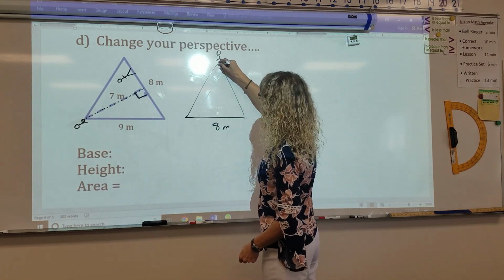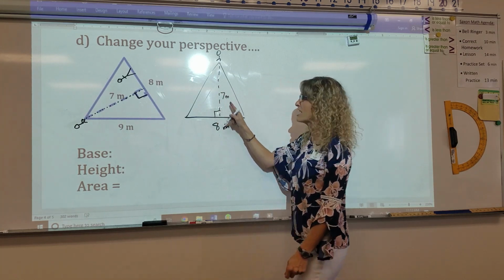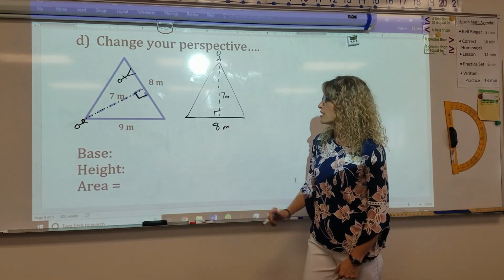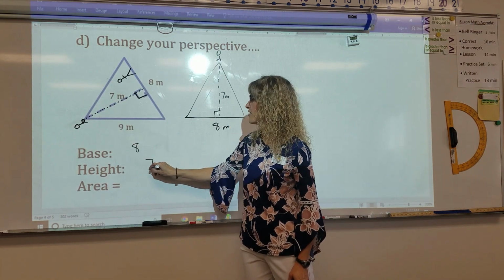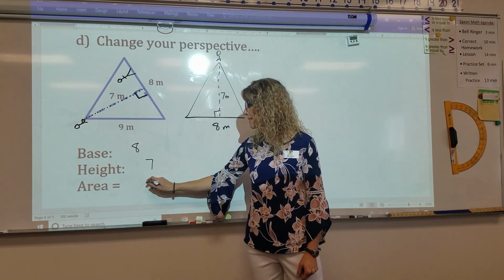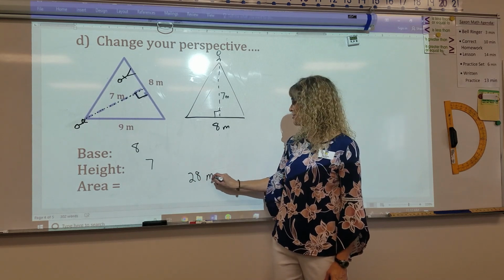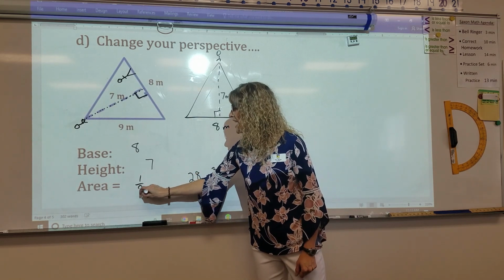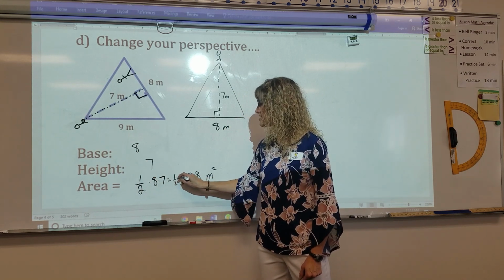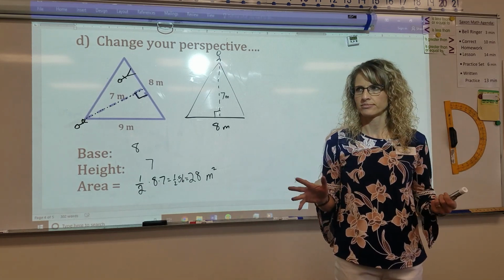Here's my guy up on top. Here's my vertical height, or my perpendicular height, 7 meters there. I really just need the 8 and 7. I don't need the 9 at all. So my base is 8, height is 7. Let's finish it out. What do I get, Spencer? You get 28. I get 28 what? Meters squared. Because I did 1/2 these two numbers, 8 times 7, or 1/2 of 56, which is 28 meters squared. Any questions on that?